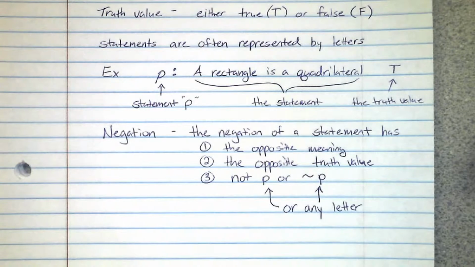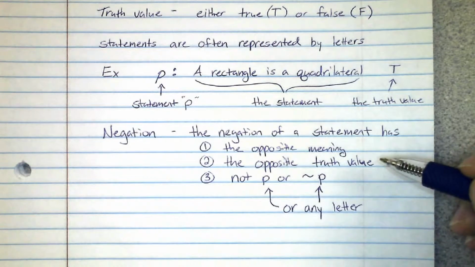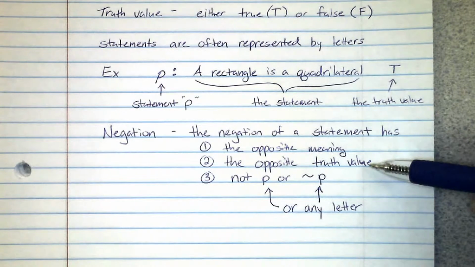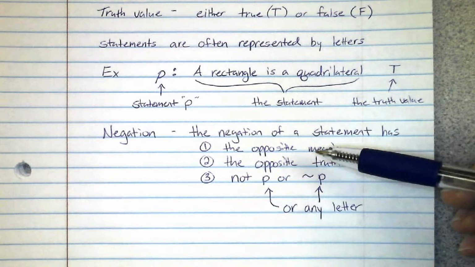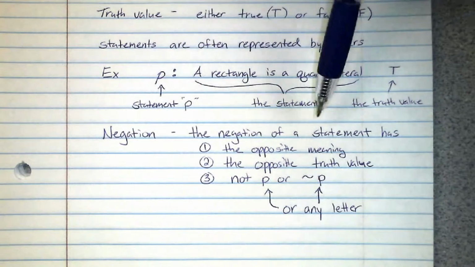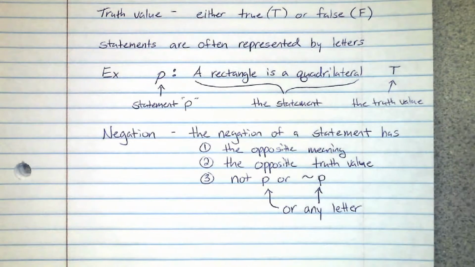Now, the negation of a statement. To negate a statement, basically, is to have the opposite meaning. So not only is it the opposite meaning, but it's also going to be the opposite truth value. And as far as the letter, we would either say not and the letter, so in this case not P, or we would have this little symbol, it looks like a little tilde. That also means the statement is negated. I'll show you an example.